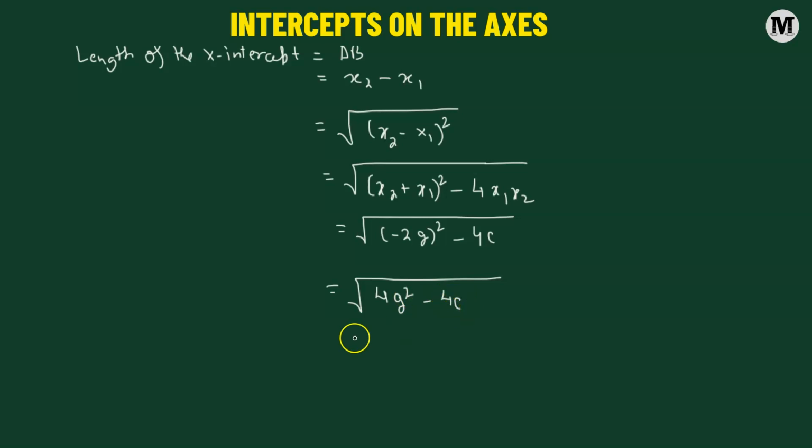4g squared minus 4c. So we can pull out the 4 because that's a common factor. The square root of 4 will be 2. Now we have 2 times square root of g squared minus c. So this is going to be the length of the x-intercept, which is nothing but AB. So now we have found out the length of the x-intercept.